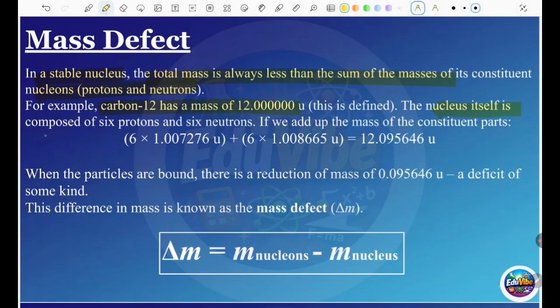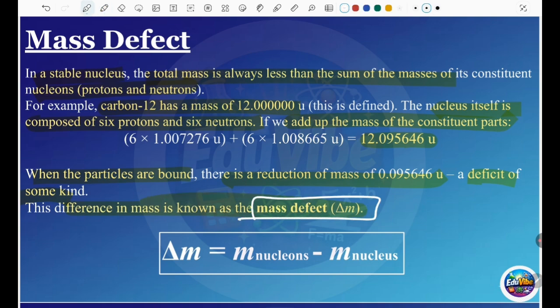The carbon-12 nucleus has the mass of this. The nucleus itself is composed of six protons and six neutrons. If we add up the masses of the constituent parts, we get this. So when the particles are bound, there is a loss of mass compared to the sum. The difference in the mass is known as the mass defect. So that's the mass defect introduced here.